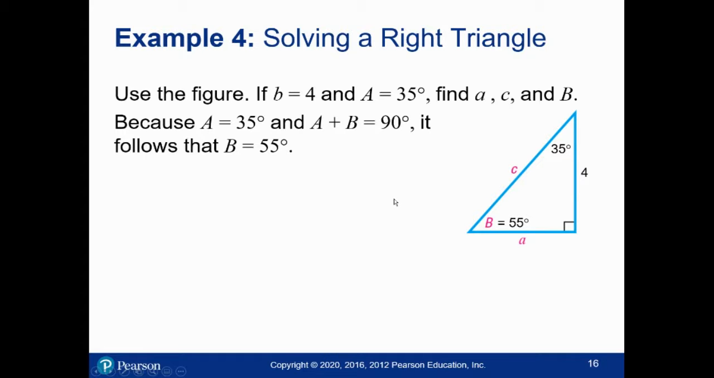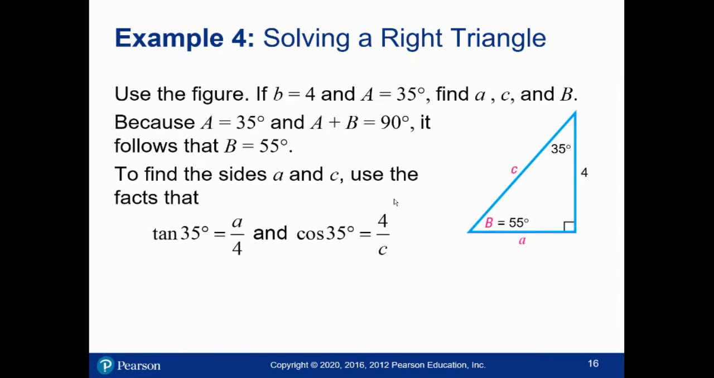The Pythagorean theorem is only useful when you know 2 sides and need to find the third. Okay. So how are we going to find one side? Start using some trigonometry. So for example, there are a lot of options here. You could do the tangent of 35 degrees is opposite a over adjacent 4. Tan 35 is a over 4. You could also say the cosine of 35 is adjacent 4 over hypotenuse c.